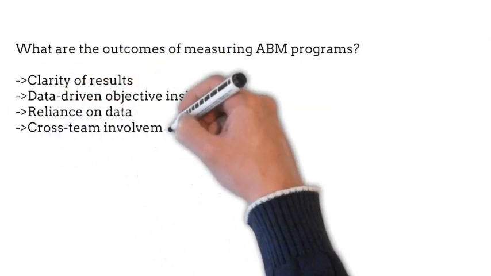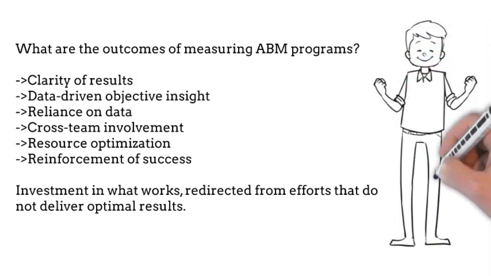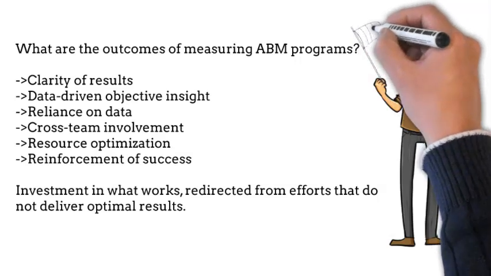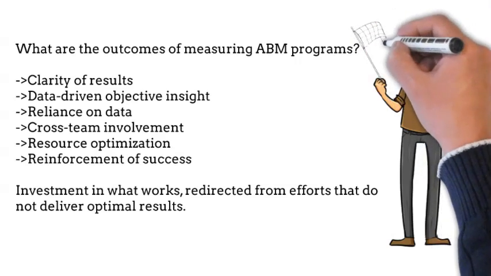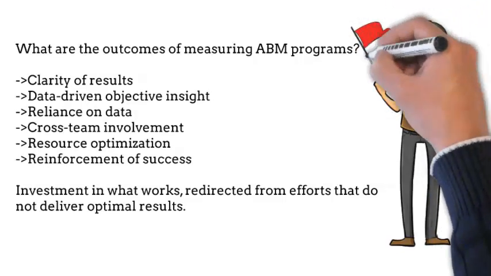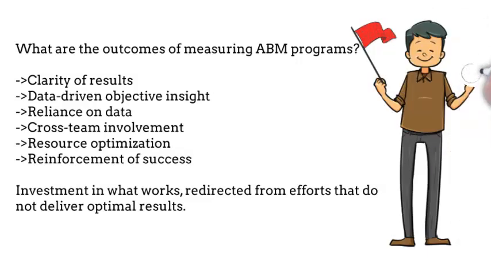So what are the outcomes of measuring the ABM programs? Well, it gives us clarity, results, data-driven objective insight, reliance on data, cross-team involvement in input analysis of the data, resource optimization, and the ability to quantitatively reinforce success. We get to invest in what works and redirect efforts from what didn't work to a more optimal return for the business in a way that we can measure in an informed, risk-informed way. We can change where we're investing and where we're spending our time.